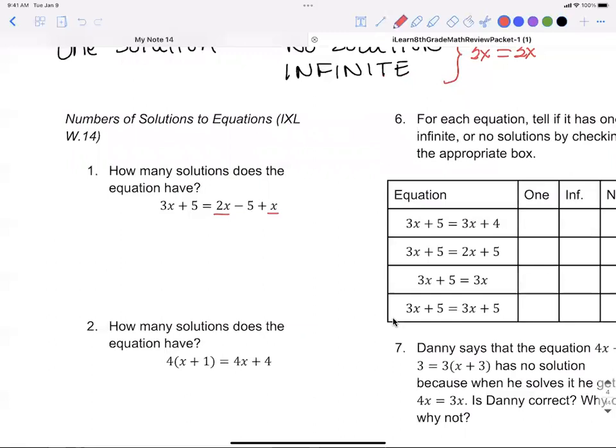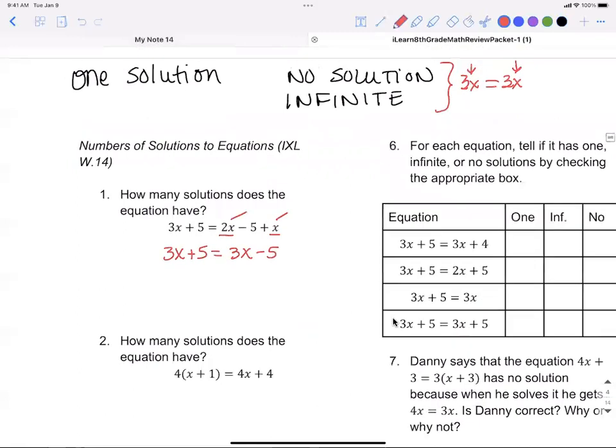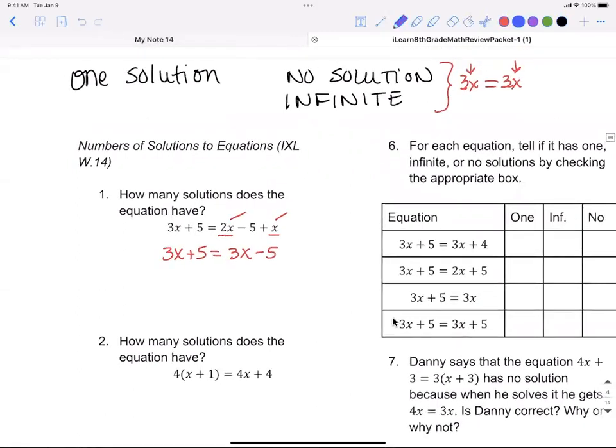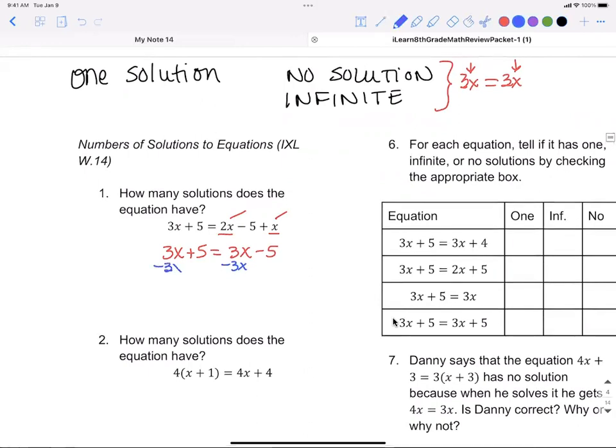So before we do anything, let's combine those to get it a little bit simpler to answer. So 3x plus 5 equals, now 2x and 1x is 3x, and then minus 5. Now notice this is a special case because notice what happens. If I were to subtract 3x to try to get it over on the left, what happens when I subtract 3x from here? Because they're identical, they cancel out on both sides. And what I'm left with is 5 equals negative 5.